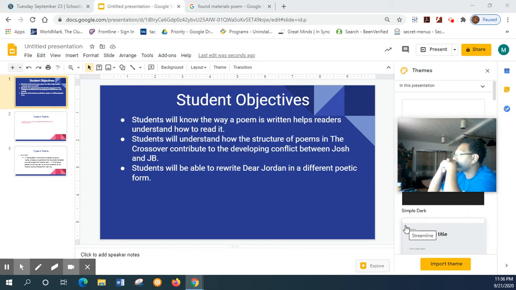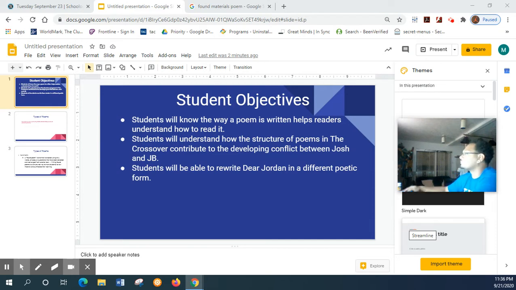All right, so today we're going to talk about student objectives. Students will know the way a poem is written helps readers understand how to read it. Students will understand how the structure of poems and the crossover contribute to the developing conflict between Josh and JB. Students will be able to rewrite Dear Jordan in a different poetic form.